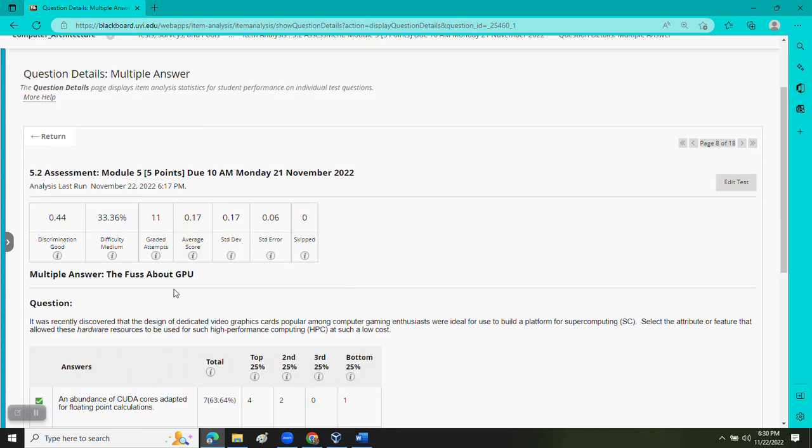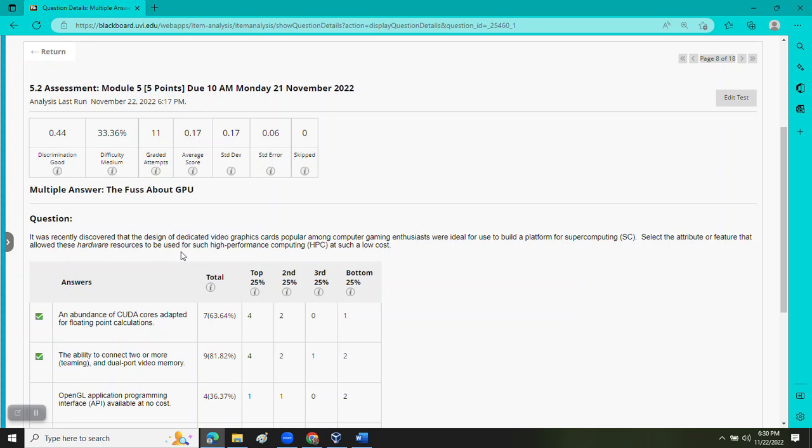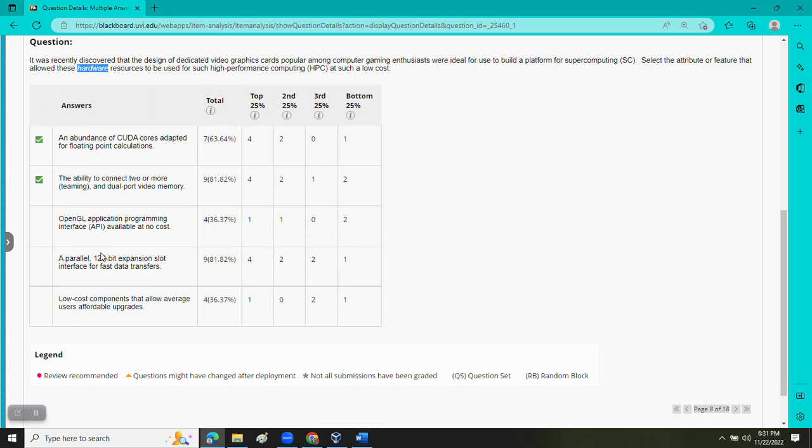The fuss about GPUs. It was recently discovered that the design of dedicated video graphics cards, popular among computer gaming enthusiasts, were ideal for use to build a platform for supercomputing. Select the attribute or feature that allowed these hardware resources to be used for such high performance computing, HPC, at such a low cost. Well, graphics cards contain a processor that has many smaller floating point calculation cores. They're called CUDA cores, adapted for floating point calculations.